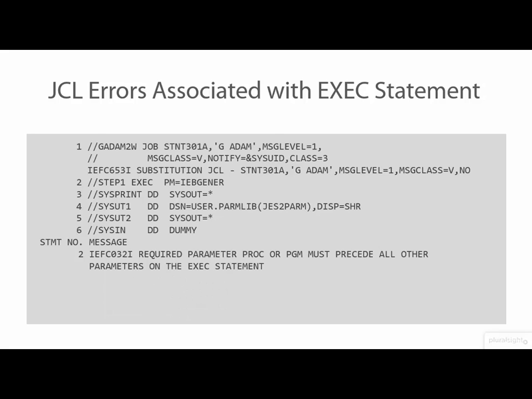Another example of a JCL error associated with the execute statement, in this case the program keyword is spelled incorrectly. It just has a PM, and so you can see that we have an error message indicating that statement 2 is in error and that it must specify either program or proc equals in order to be interpreted properly.